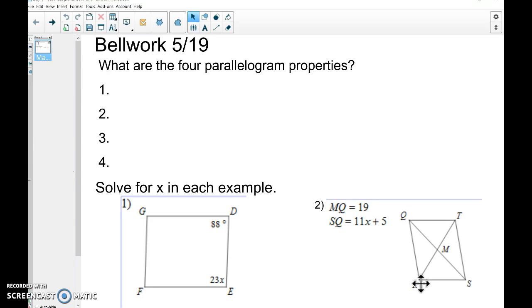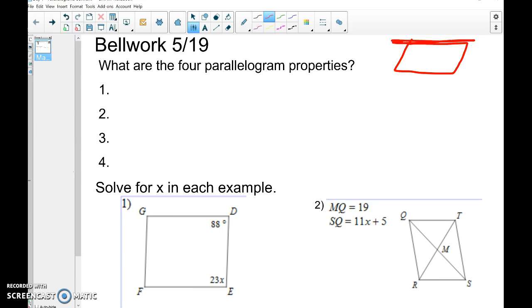We did an activity in class, so that's what the key is for, and it's got the 4 parallelogram properties that are the first part of this. And then I'm going to go over a couple of these, and the back side was the assignment, so please make sure you get that done. 4 parallelogram properties. Parallelograms kind of look like this guy. They're called parallelograms because they have 2 sets of parallel sides, so that's 1 set, and that's 2.